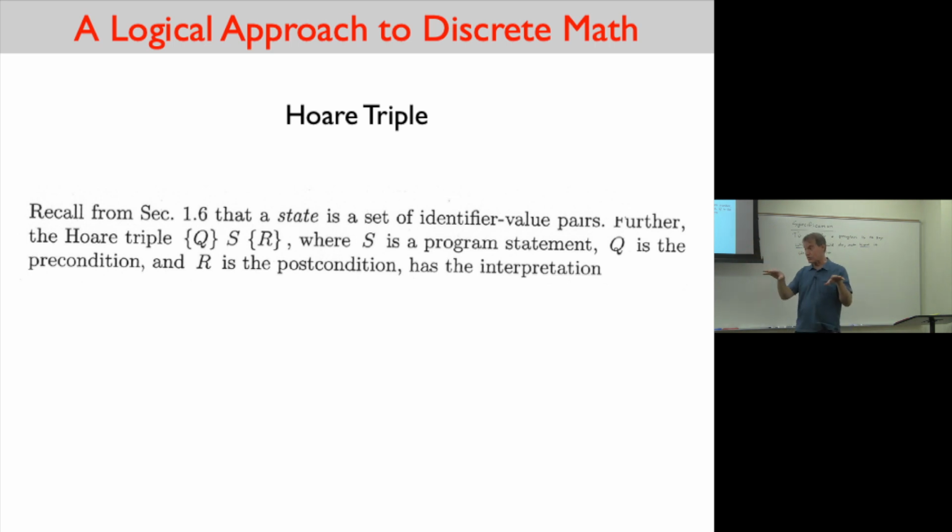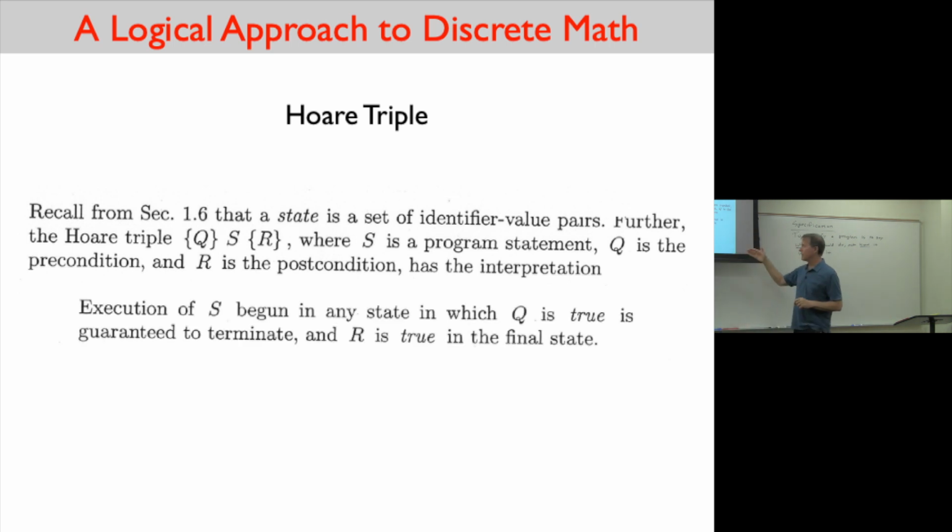Okay, so what is the interpretation? If Q is true, in whatever state, in the beginning, and S executes, what will it do? It terminates, and R is guaranteed to be true. That's exactly right.